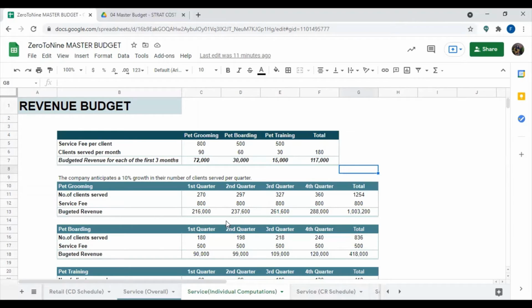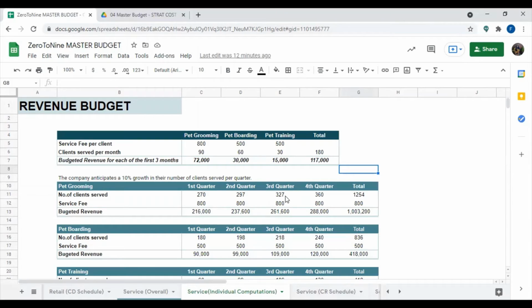Since there is a 10% growth in the number of clients served per quarter, 270 times 1.10, the number of clients served for the second quarter is 297. So 297 multiplied by the service fee of 800, the budgeted revenue for the second quarter is 237,600.